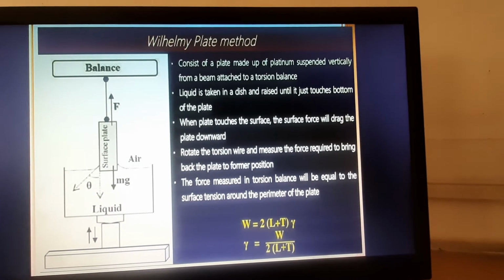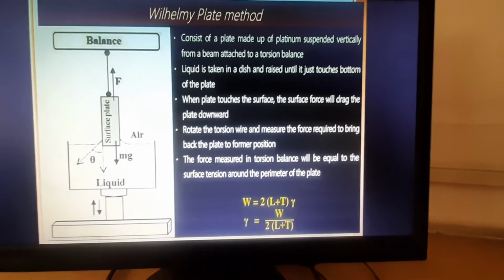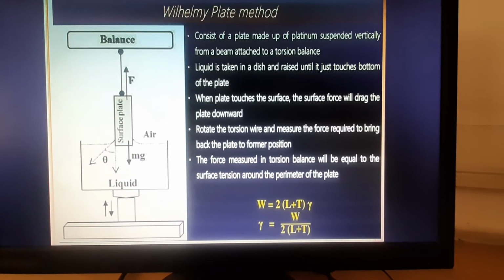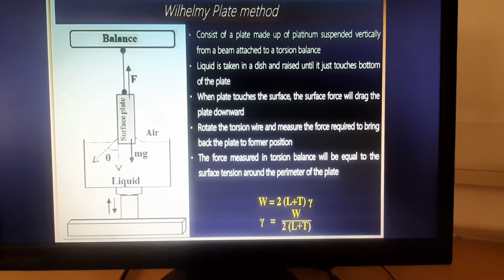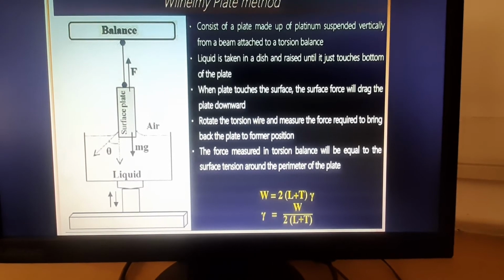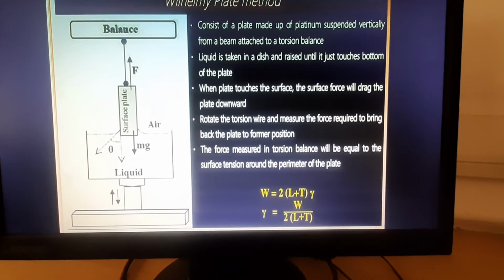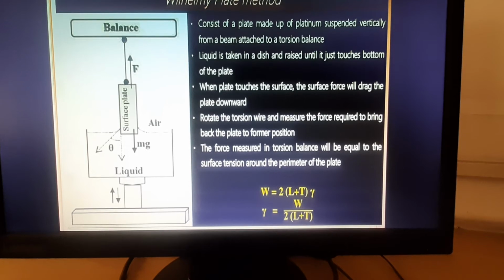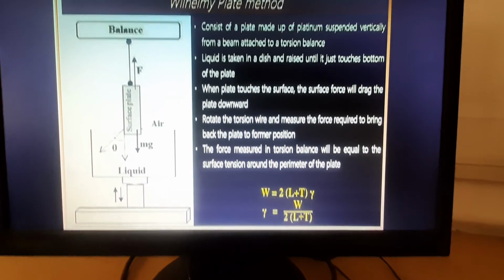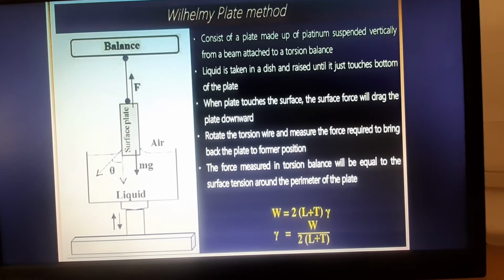Next method is the Wilhelmy plate method. The Wilhelmy plate method consists of a plate made of platinum, suspended vertically from a beam which is attached to a torsion balance. The liquid is taken in a dish and raised until it just touches the bottom of the plate.